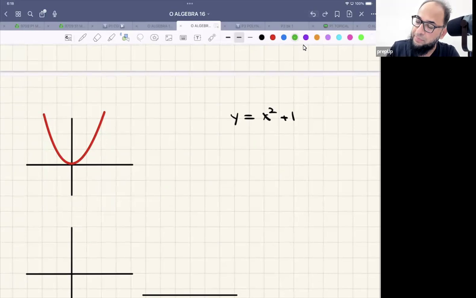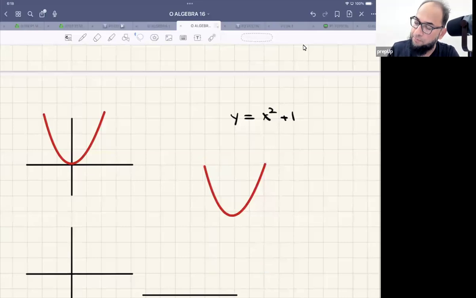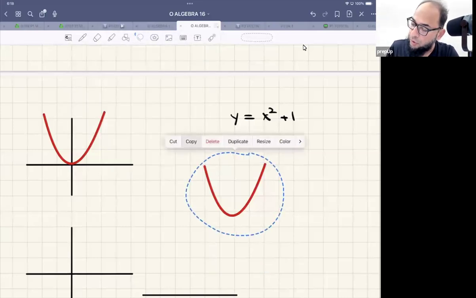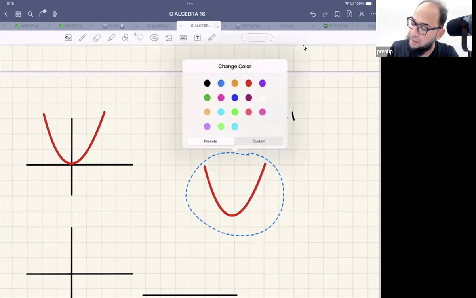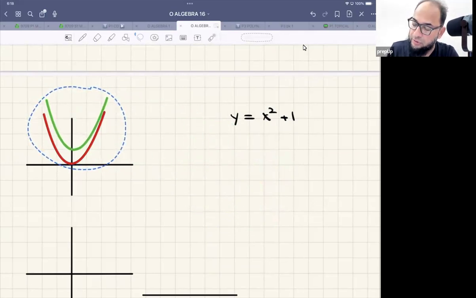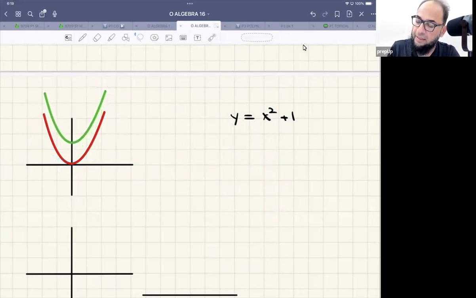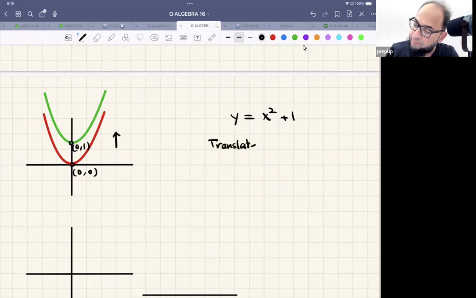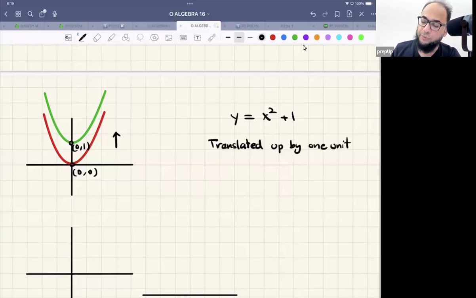Actually, let me simply copy this, and let me copy and change the color to green. And now this thing goes up like this. So what is happening is that the turning point 0, 0 becomes 0, 1. So the 0, 0 becomes 0, 1. So the graph is translated up by 1 unit. That is what is happening over here.